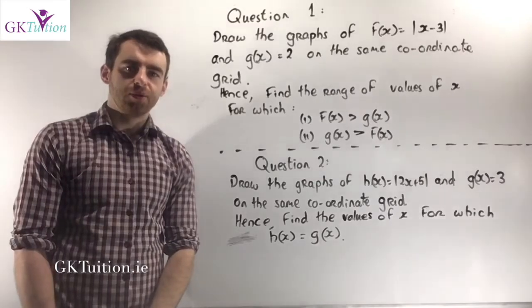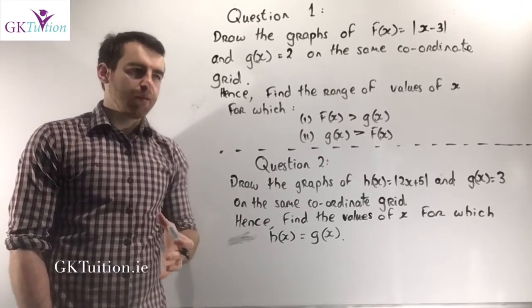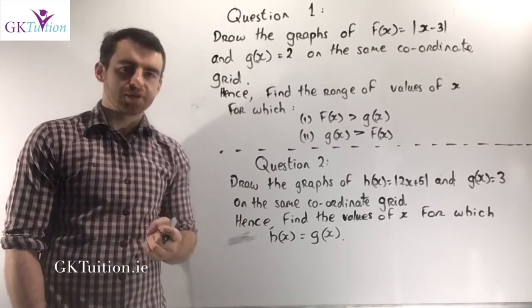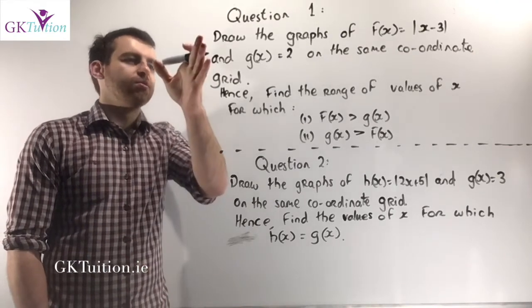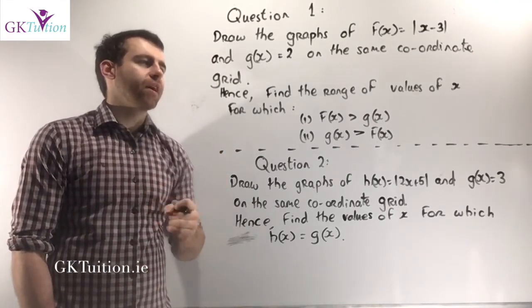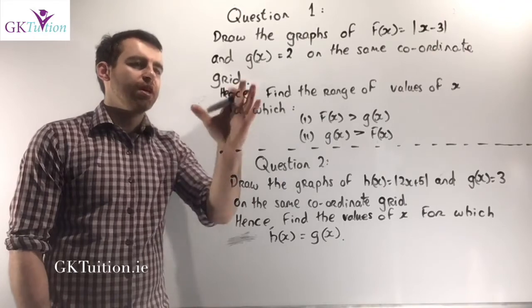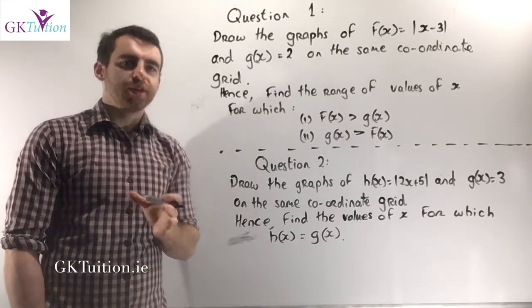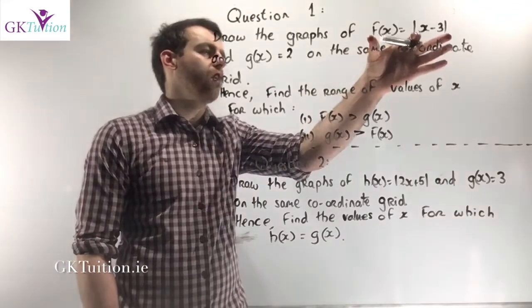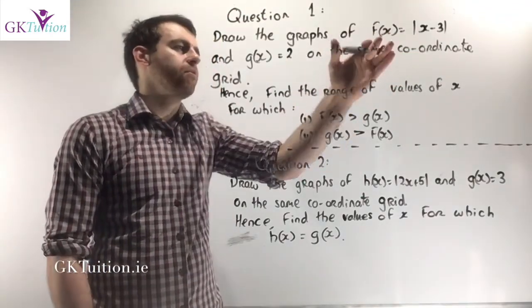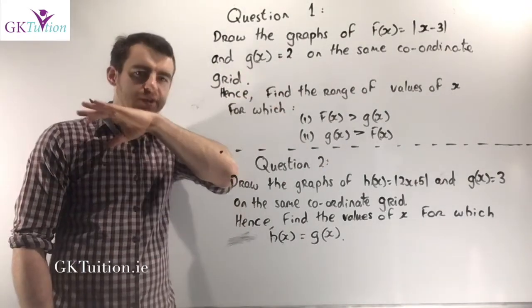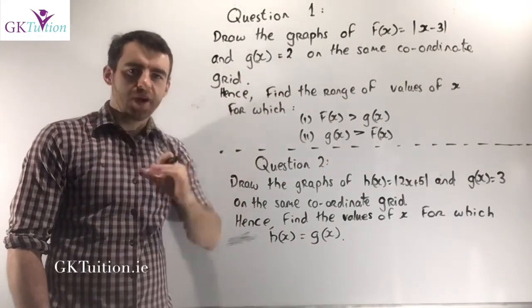Okay, so I'm giving you 2 questions here. These questions represent the way that I imagine a Leaving Cert exam question on modulus graphs could come up. In the first one, I want you to draw the graphs of f of x equals the modulus of x minus 3 and g of x equals 2 on the same coordinate grid. The important thing for this question is that you're able to draw your V-shaped graph for the modulus of x minus 3. And g of x equals 2 is simply a horizontal line where y is always equal to 2.